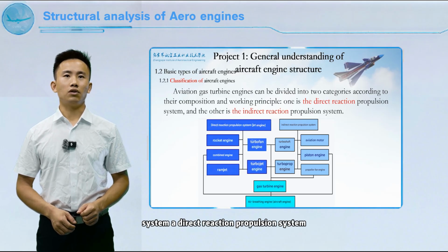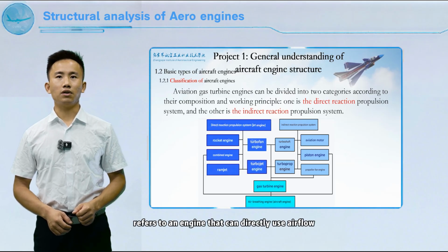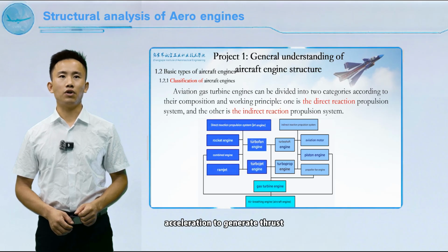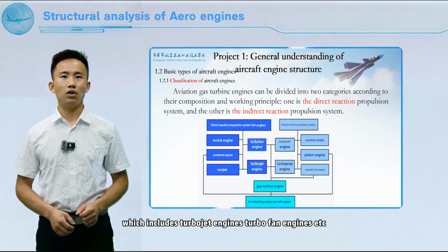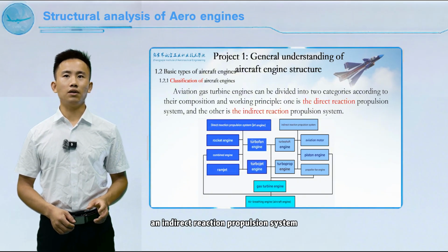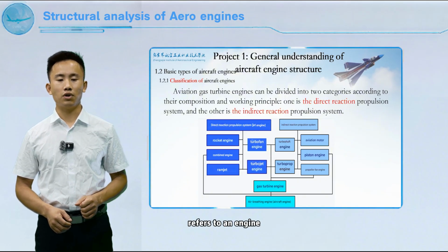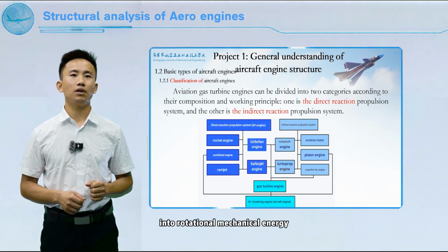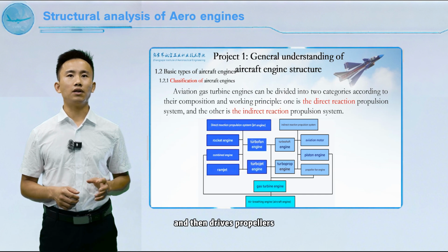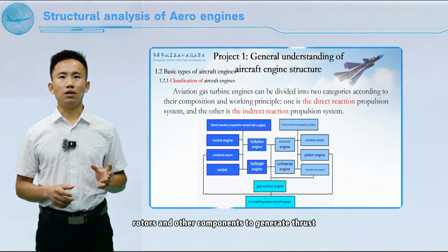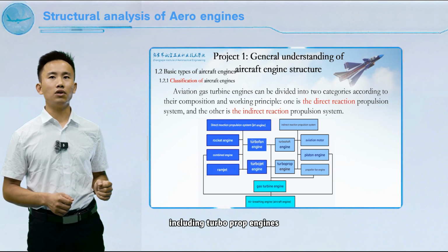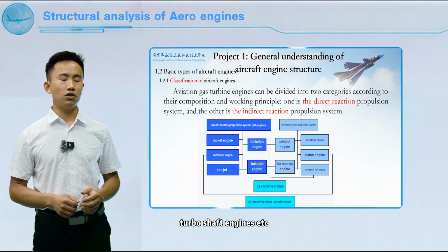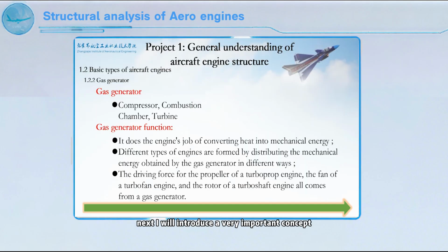A direct reaction propulsion system refers to an engine that can directly use airflow acceleration to generate thrust, which includes turbojet engines, turbofan engines, etc. An indirect reaction propulsion system refers to an engine that first converts the kinetic energy and pressure energy of the airflow into rotational mechanical energy, and then drives propellers, rotors, and other components to generate thrust, including turboprop engines, turboshaft engines, etc. Next, I will introduce a very important concept to the students, the gas generator.